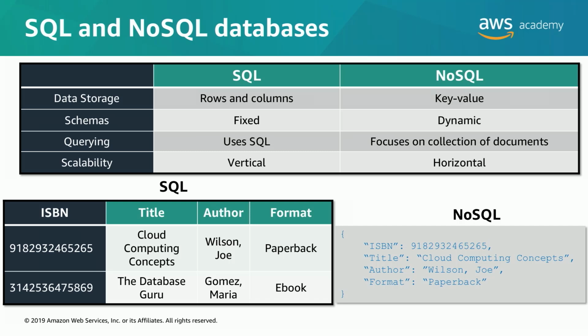Data in SQL databases is queried by using the structured query language, which allows for complex queries. SQL databases scale vertically by increasing hardware power, such as RAM, CPU, and disk IOPS.